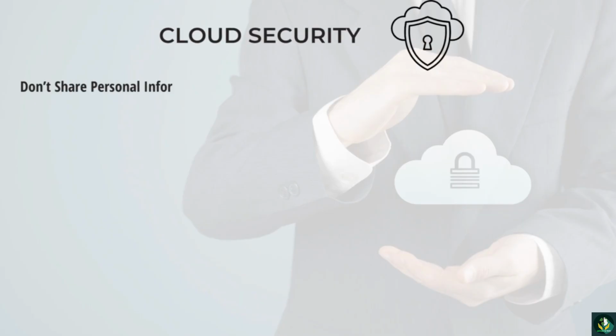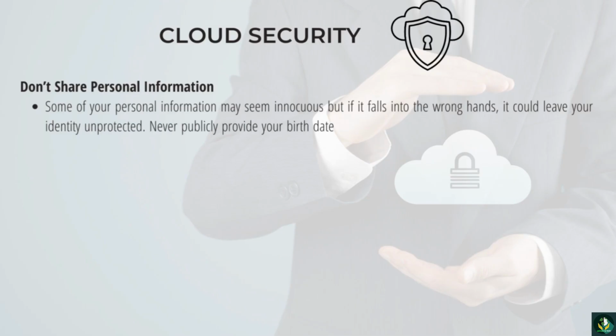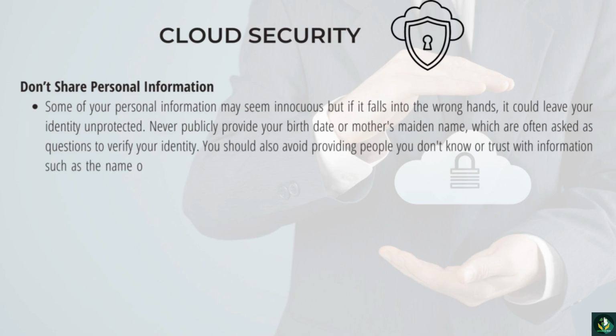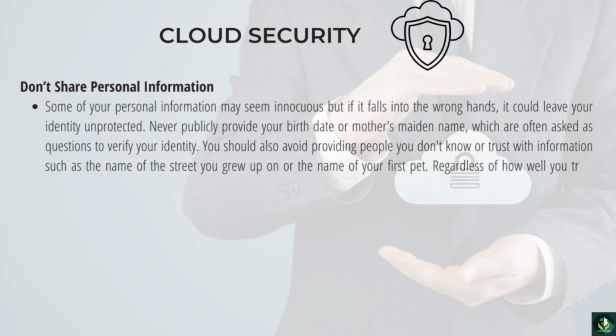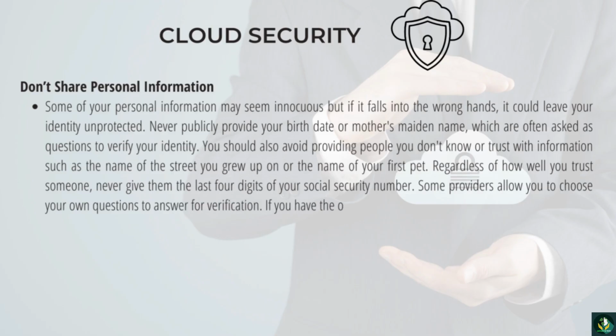Don't share personal information. Some of your personal information may seem innocuous, but if it falls into the wrong hands, it could leave your identity unprotected. Never publicly provide your birth date or your mother's maiden name, which are often asked as questions to verify your identity. You should also avoid providing people you don't know or trust with information such as the name of the street you grew up on or the name of your first pet. Regardless of how well you trust someone, never give them the last 4 digits of your Social Security number. Some providers allow you to choose your own questions to answer for verification.